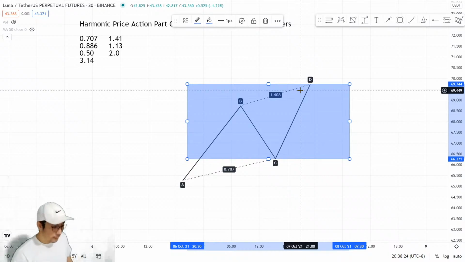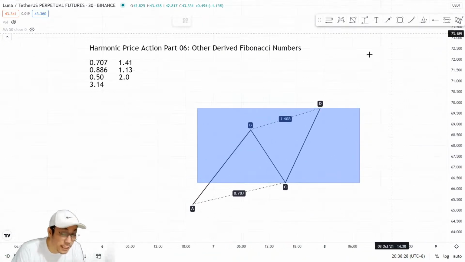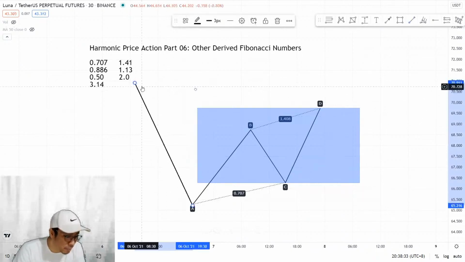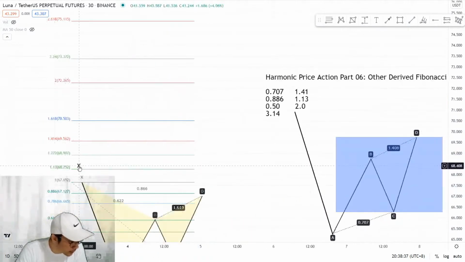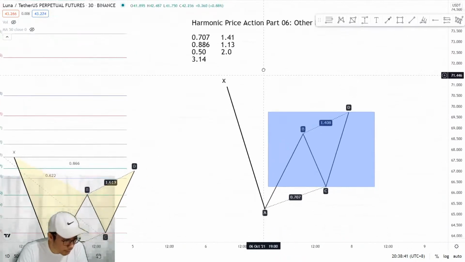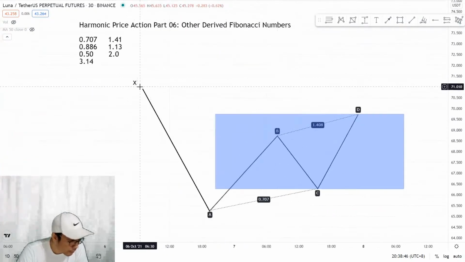Okay, so this is actually if you put another impulse here, then it will just become another bearish, because it starts from here, an X. Maybe let's get the X here, right? And we'll move everything up. Okay, one more. Okay.